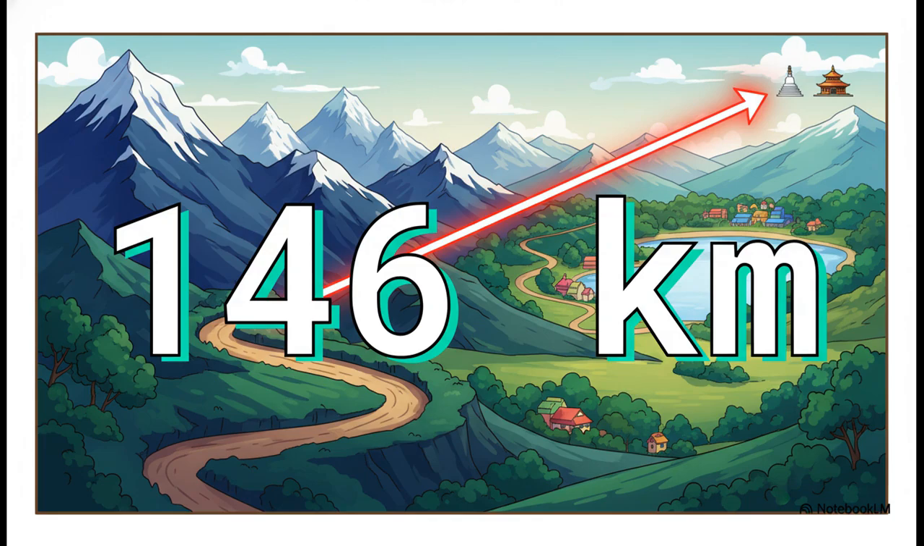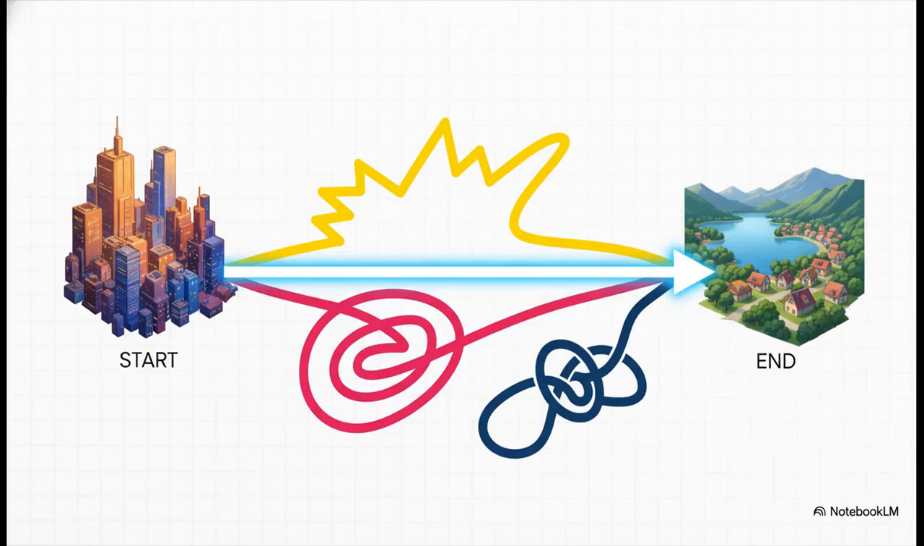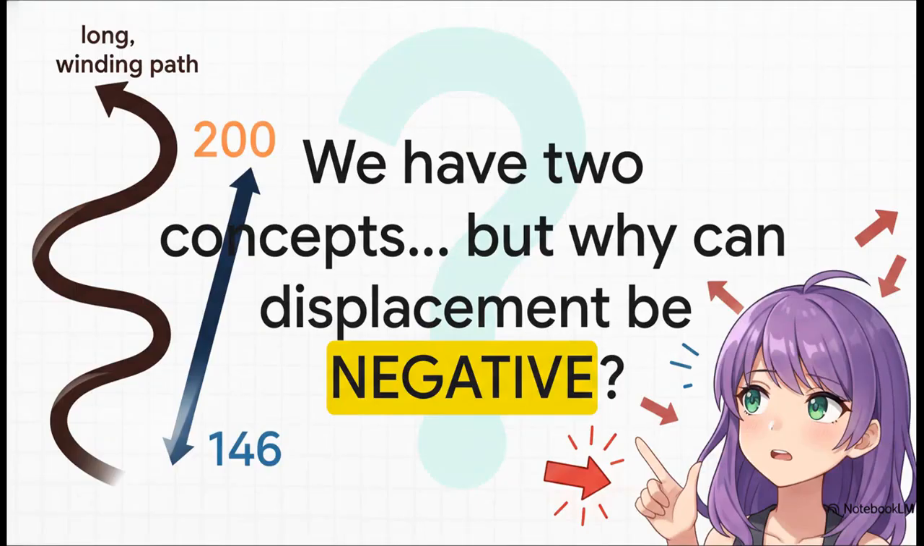And that is where our second number comes from. The 146 kilometers is the displacement. It's the direct straight-line measurement on a map, plowing right through any mountains or valleys that get in the way between Kathmandu and Pokhara. This means displacement is completely path-independent. You could zigzag all over the country for hours, but as long as you start in Kathmandu and end up in Pokhara, your displacement is exactly the same. All that matters are those two points: start and end. That's it.